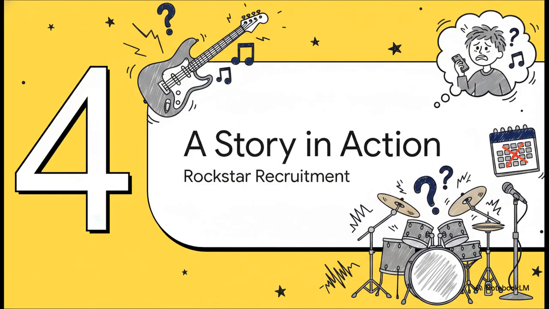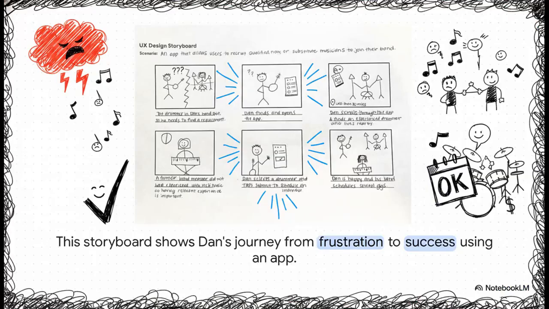So let's see this thing in action. For our example, we're going to follow the story of Dan, a musician in a band who has just run into a massive problem that's threatening an upcoming gig. Let's follow Dan's story through these panels. Okay, so in the first frame, you can see the emotion. Dan is totally frustrated because his drummer just quit. That's the problem.